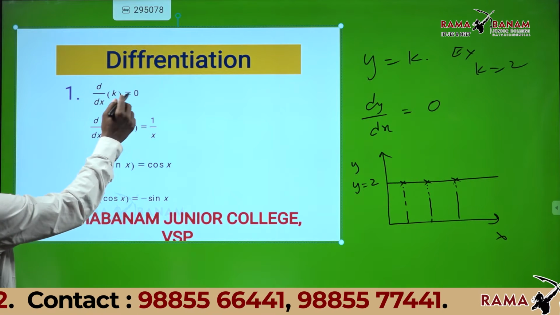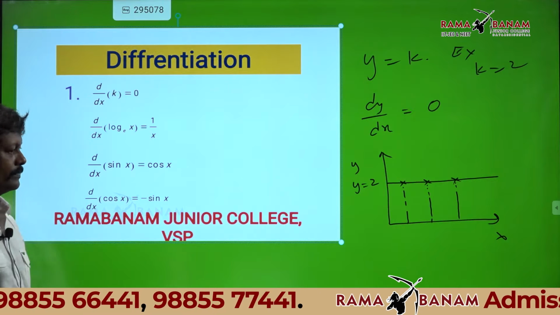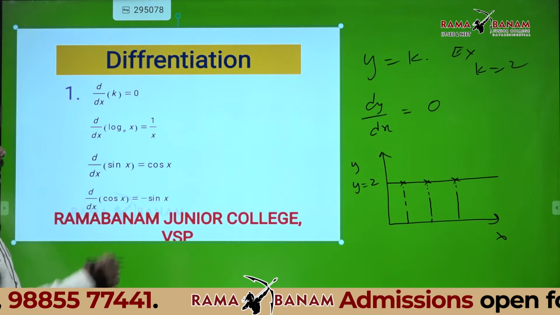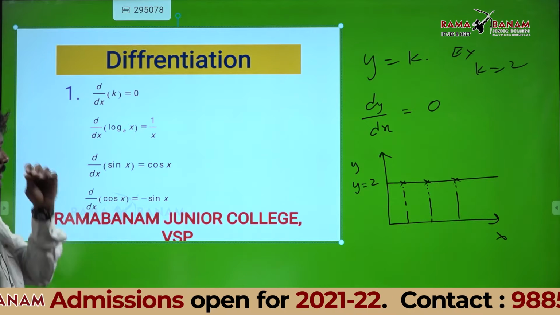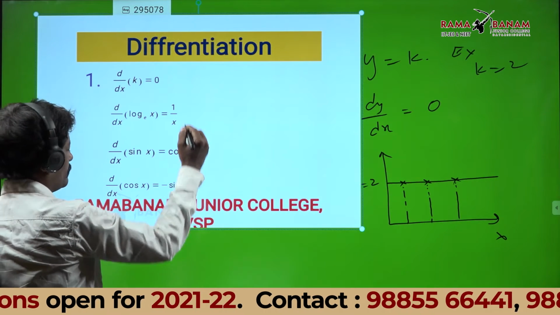So d by dx of k is 0, k is a constant, and the derivative of log x is 1 by x. Write the formula. Derivative of log x is 1 by x.